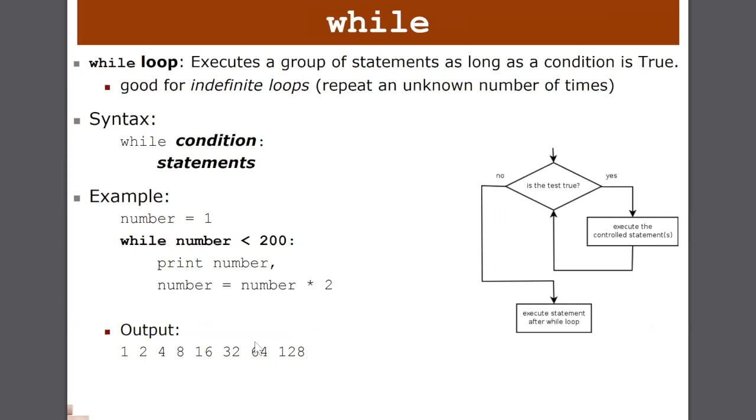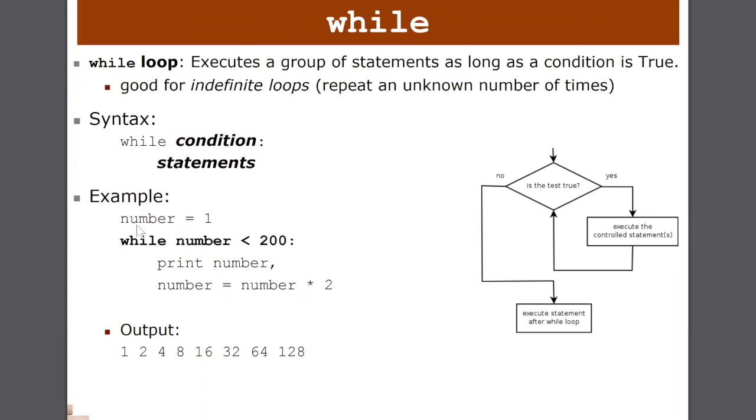Okay, so now let's move on to while loops, since we're a little bit more familiar with conditions. A while loop is basically a loop that keeps on looping until its condition becomes false. So let's say we have this example here where a number starts at 1. While number is less than 200, we print the number and then we multiply that number by 2.